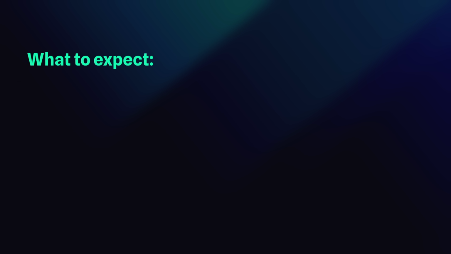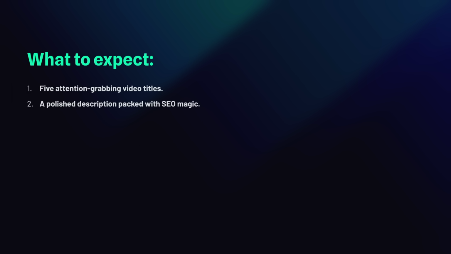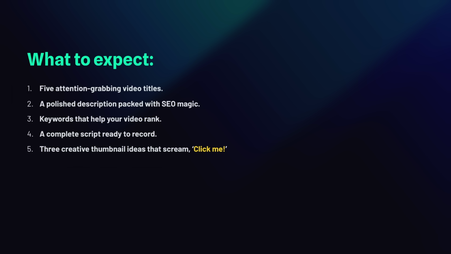Here's what you'll learn today. How to build a workflow that turns a simple video idea into a fully crafted plan within seconds. Here's what you'll get. 5 attention-grabbing video titles. A polished description packed with SEO magic. Keywords that help your video rank. A complete script ready to record. 3 creative thumbnail ideas that scream, "Click me!" All of this happens automatically. We're using GPT API, one of the smartest AI tools out there, and Zapier, the ultimate app connector. Let's dive in and build this step by step.